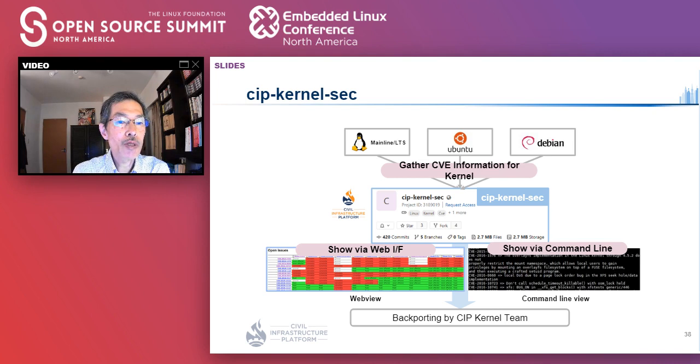What is the method of doing security verification and research on the kernel? Well, the security verification method is, as I mentioned, through a CVE scanner, this CIP kernel sec. We are trying to identify the security patches which are needed for CIP kernels. At this moment, we do not use any special tools specific to security verification.